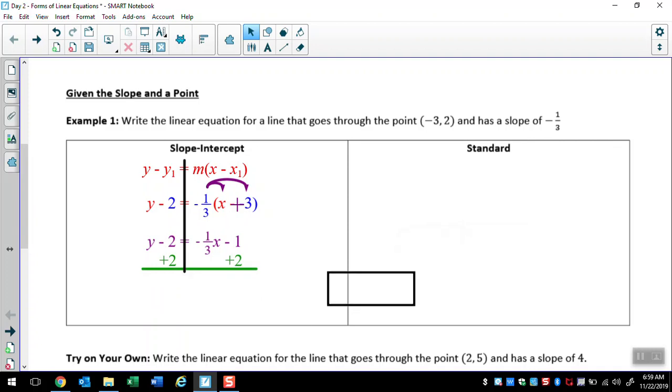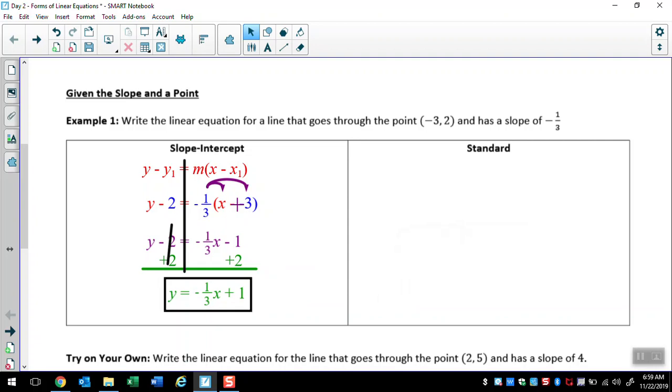And then once I've done that, these here will cancel out, and we are left with y equals -1/3 x plus 1. So I brought my y down, my -1/3 x down, and then I did the math problem, -1 plus 2. Now I have my equation in slope-intercept form. I started with point slope, substituted my values, converted.